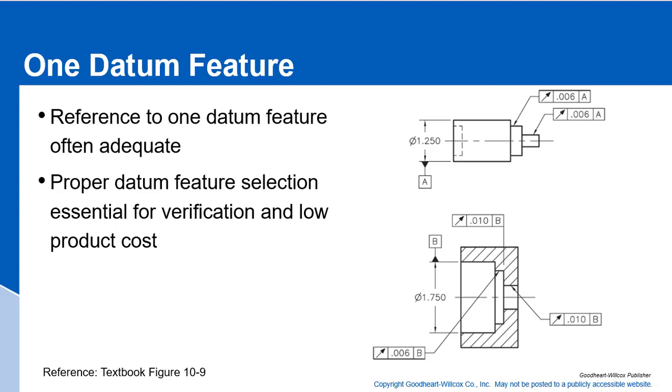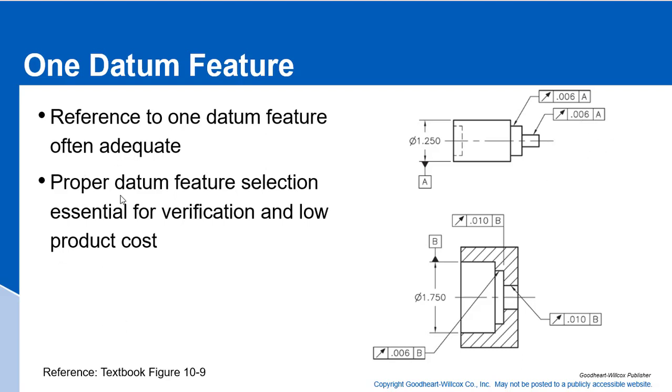Okay, let's continue with this slide here. This is slide 14, and this is where we're having a circular runout tolerance with one datum feature. Okay, so references to one datum feature is often enough. In this case, we have datum A here as the diameter, and then we have these two diameters that have runout tolerances of 6 thousandths relative to datum A.